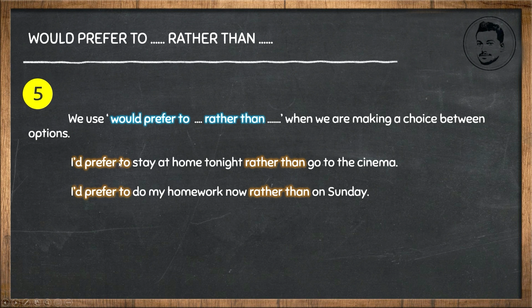It's like prefer to blah blah, would rather blah blah than blah blah. It's the same. Second example, I'd prefer to do my homework now rather than on Sunday. This is what I choose. This is what I choose to this. All right? So think about the brother and sister relationship between them. Okay, let's continue with some online examples.